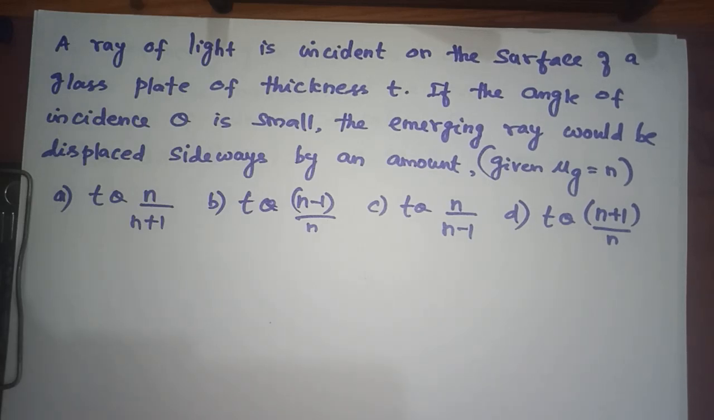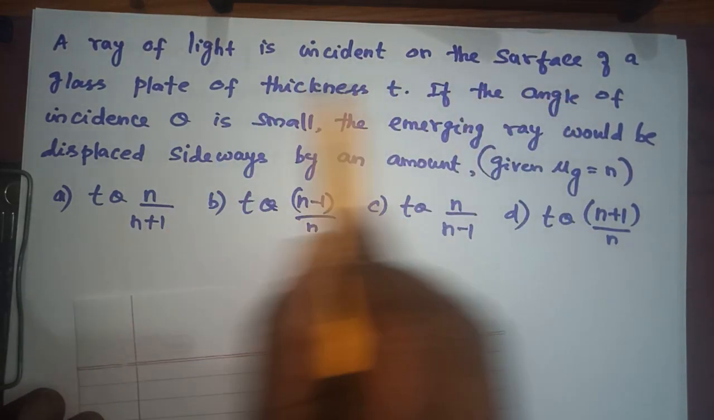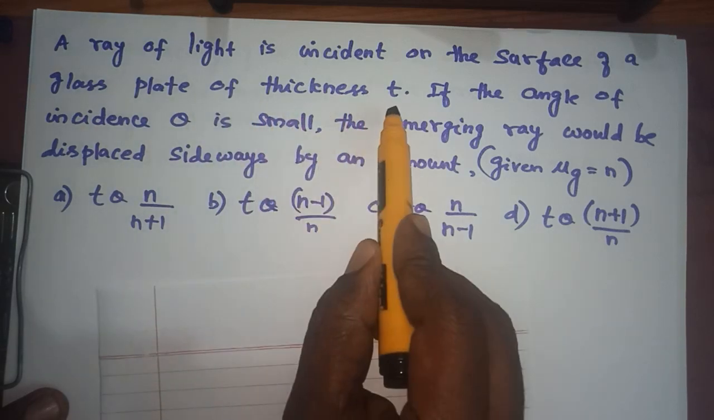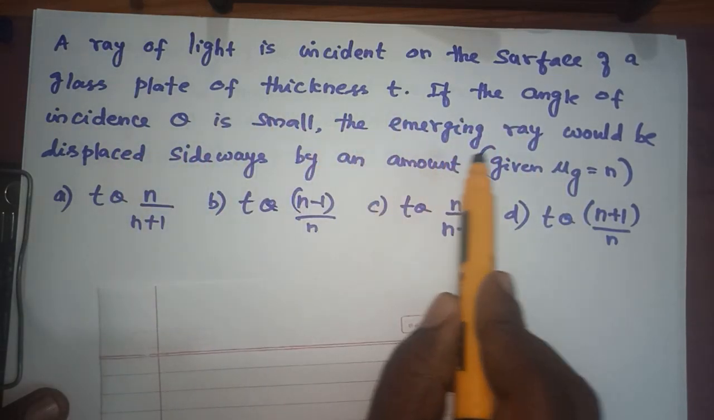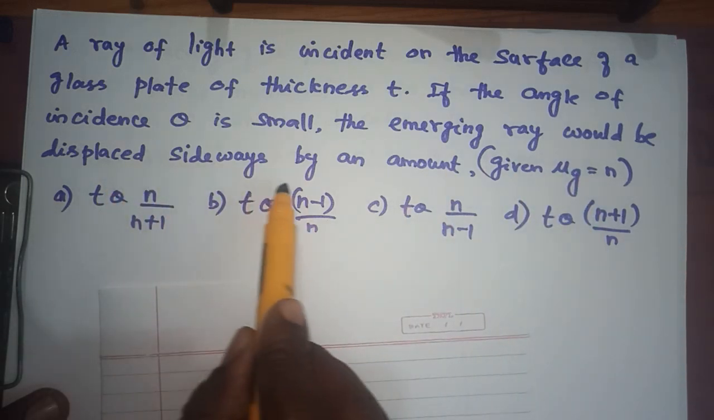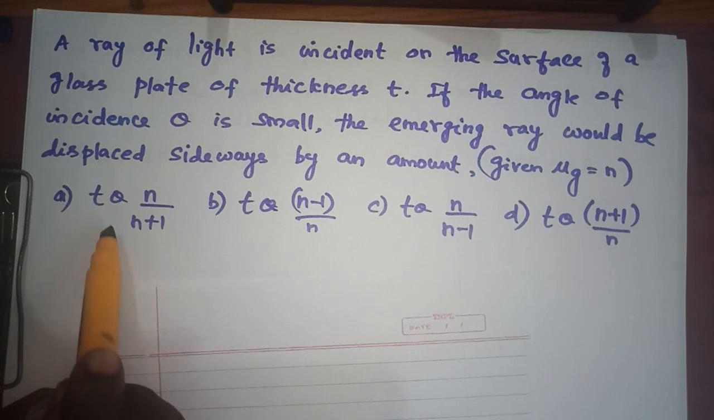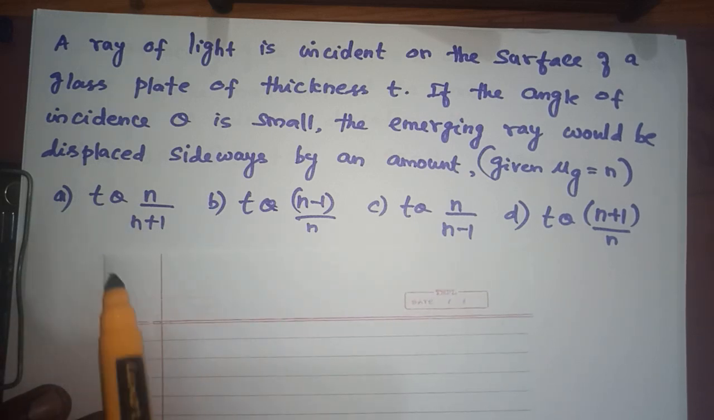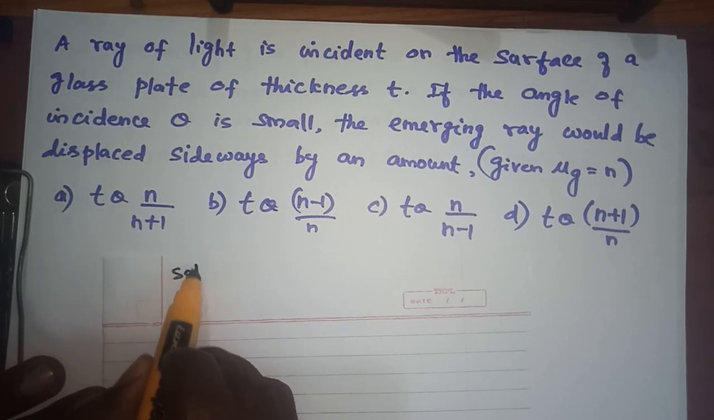Yeah, so let's look at the next sum. A ray of light is incident on the surface of a glass plate of thickness t. If the angle of incidence theta is small, the emerging ray would be displaced sideways by an amount given by... mu g equal to n. So the options are given. First I have to determine what type of sum it is. I will look at my solution now.